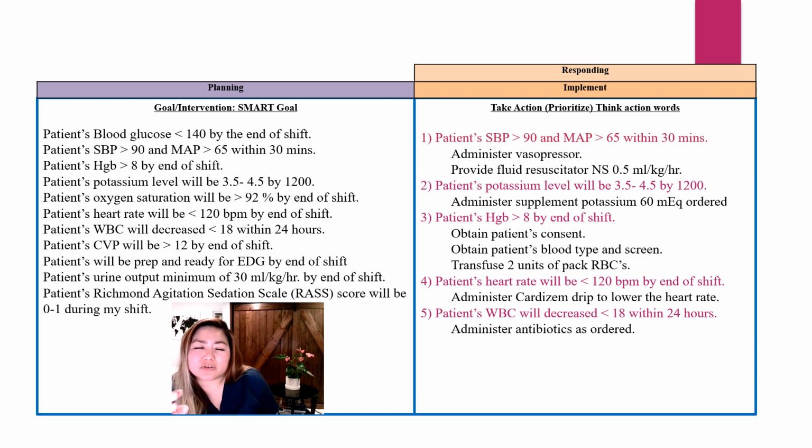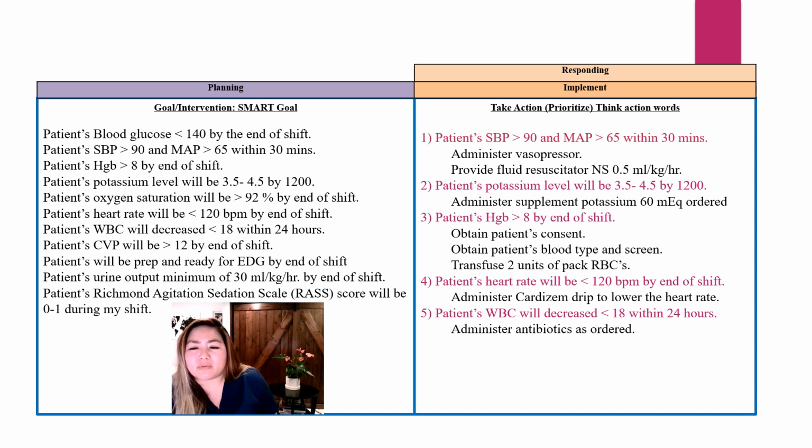We want the blood glucose to be less than 140, and you want the patient to achieve this by the end of shift. We want the systolic blood pressure to be greater than 90, MAP greater than 65 within 30 minutes. And when we say realistic goals, we don't want the student to aim for systolic greater than 90 by the end of the week, because that is not relevant for our patient. So we want them to use their critical thinking and make sure it's appropriate for this patient.